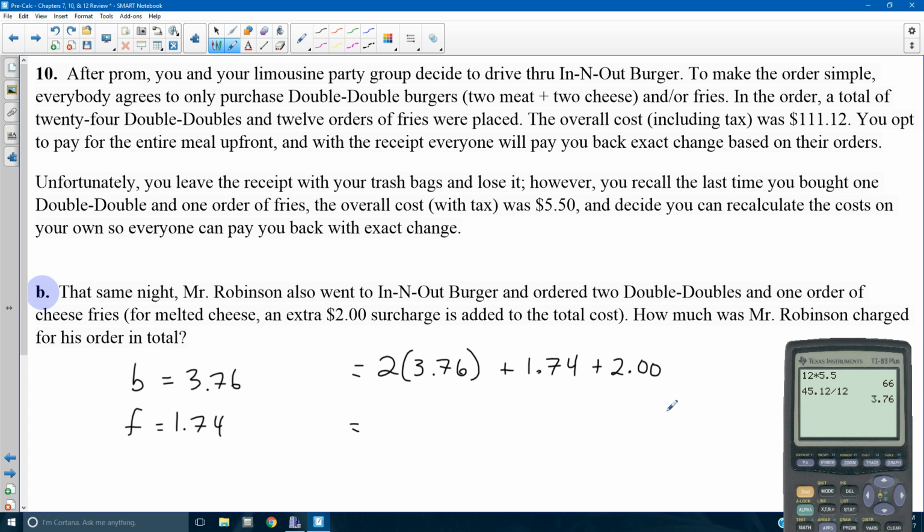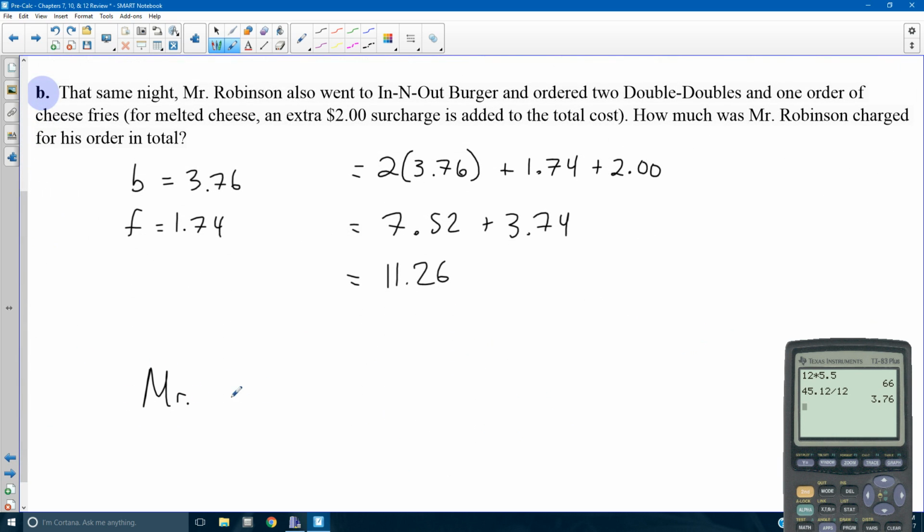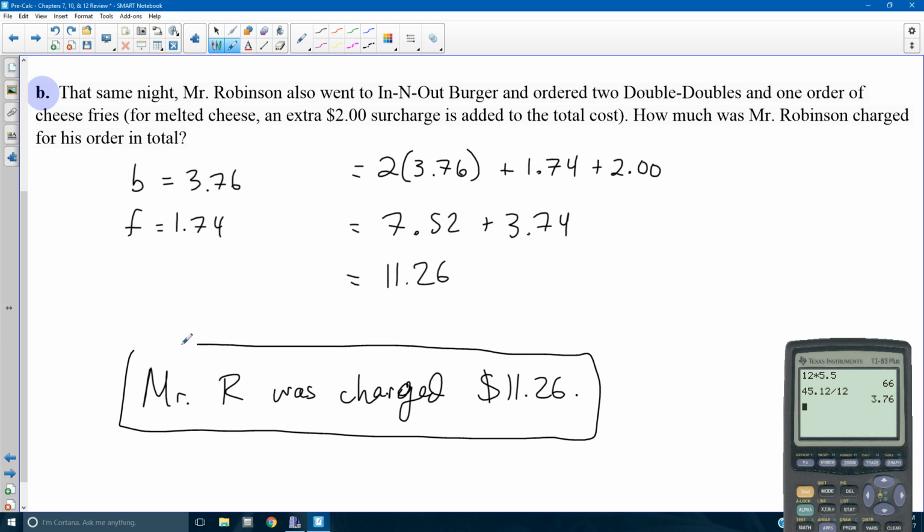So 2 times 3.76 there, 2 doubles would be 7.52. Then I have the plus 1.74 plus 2 there. That'll equal $11.26. Mr. Robinson was charged $11.26. There's no tax on the surcharge there. They're just going to add $2 to the thing. I hope all that makes sense, that charge is kind of already configured into this. You're good. That's it.